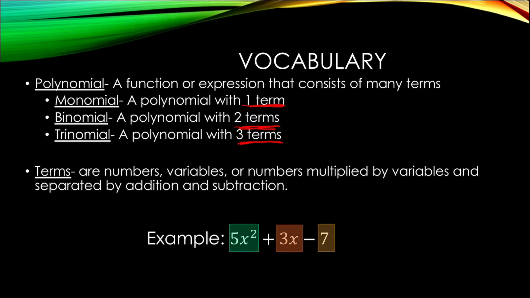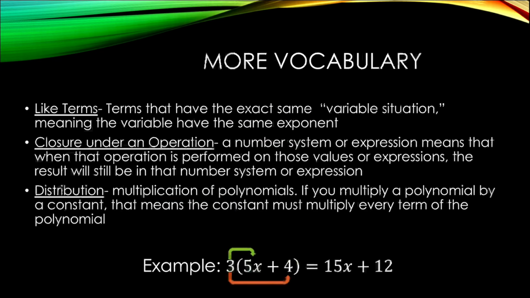Terms are numbers, variables, or numbers multiplied by variables and separated by addition and subtraction. Here's an example: 5x squared plus 3x minus 7. Notice each one of these is a term. This is term 1, term 2, and term 3, so I have three terms. They're separated by addition or subtraction signs, and that's how we divvy up our terms.